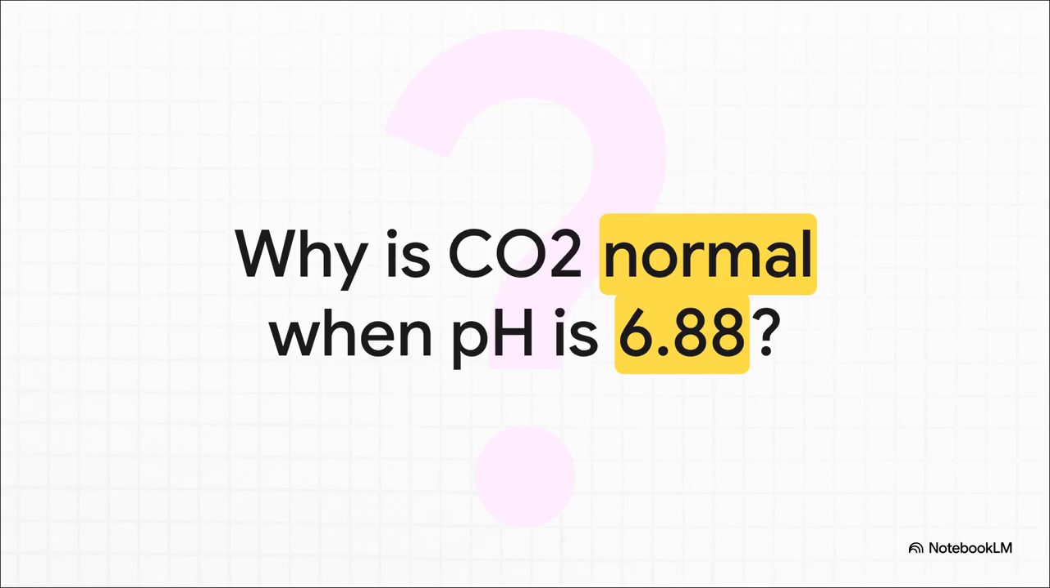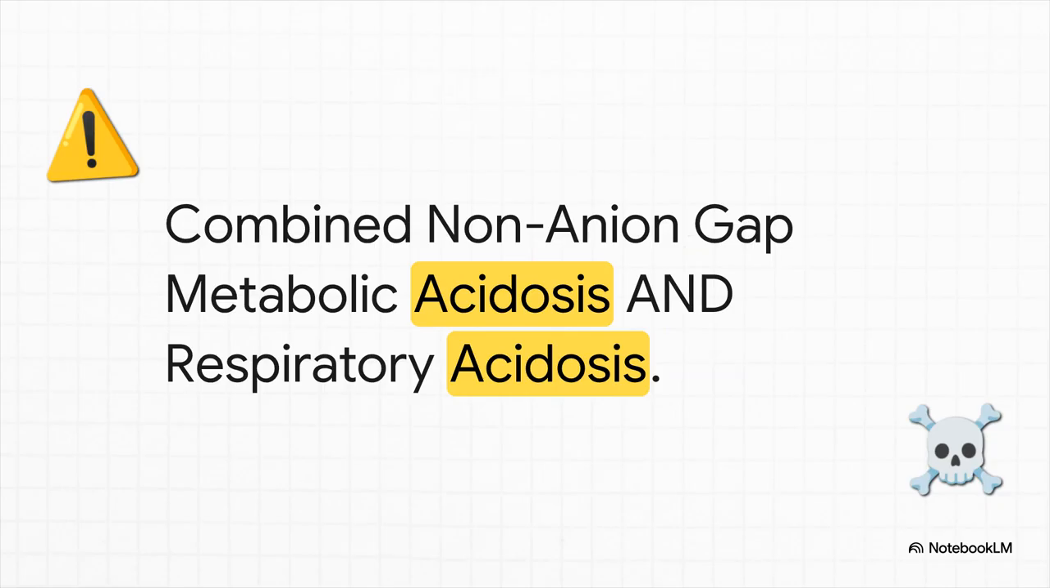With a bicarb of 7, Winter's formula demands that the lungs should be screaming, aggressively blowing off CO2 to get it down to around 16 to 20. Yet it's just sitting at 40. The alibi is completely destroyed. Here is the devastating plot twist. The diagnosis is a combined non-anion gap metabolic acidosis and a respiratory acidosis.